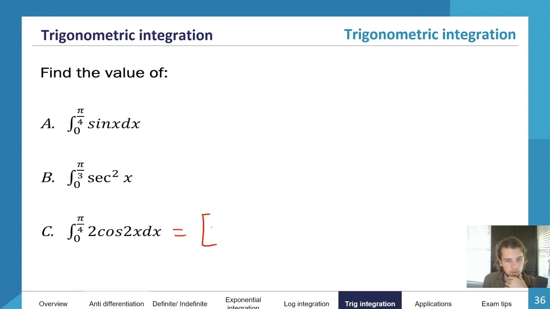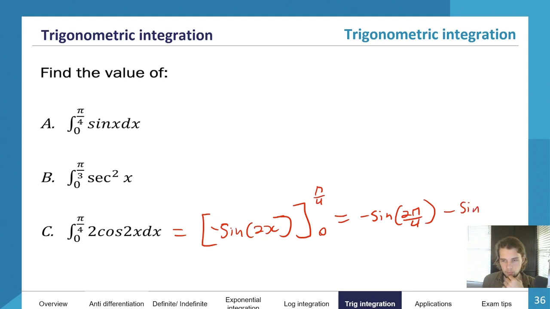So that would be minus sine 2x from 0 to pi on 4. Minus sine 0. We can't forget that. And our answer is negative sine pi on 2, which is equal to 0, I believe. Well, it's equal to negative 1, sorry.